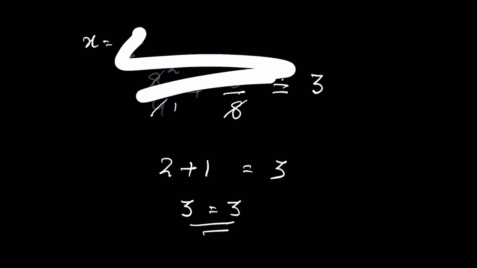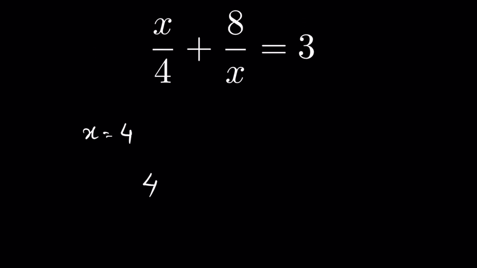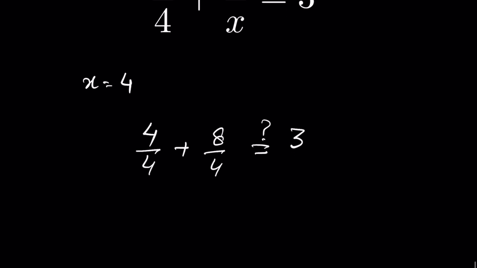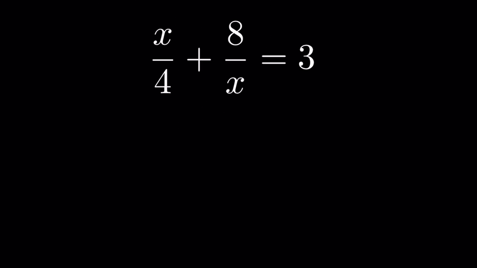When x is equal to 4, let's check. When x is 4, then we have 4 upon 4 plus 8 upon 4. Check whether it is equal to 3. Again, 4 times 1 is 4, 4 times 2 is 8, 1 plus 2 is equal to 3. LHS is equal to RHS. So the two values for x are 8 and 4.